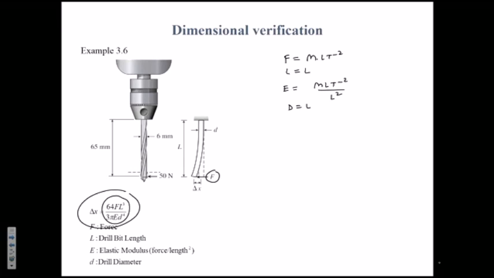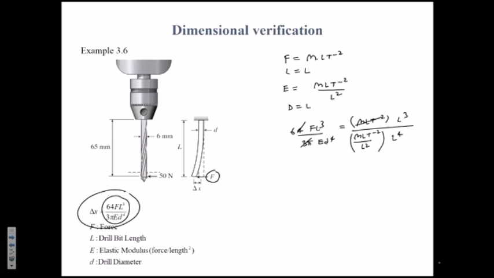So let's substitute all this in. We have 64 times FL cubed over 3 pi E d to the power 4, and we don't need to worry about 64 and 3 pi, they are dimensionless quantities. F is mLt to the power minus 2. L cubed is L cubed. E is mLt to the power minus 2 over L squared, and then we have d to the power 4, so we have L to the power 4, right?